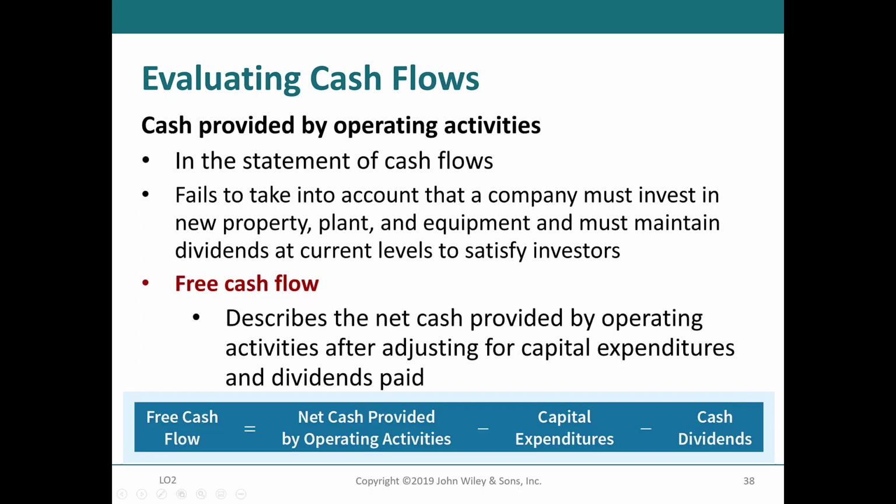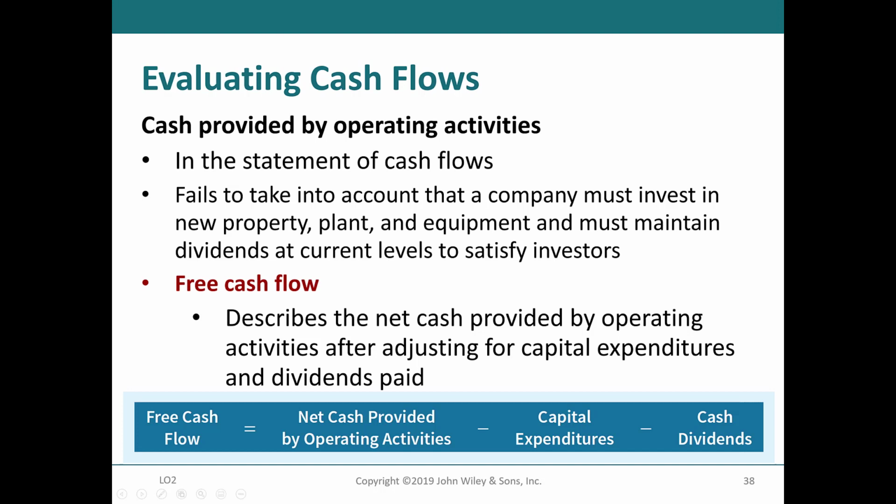Evaluating cash flows. Cash provided by operating activities, and you usually find it in the cash flow statement. This fails to take into account that the company must invest in new property, plant, and equipment, and must maintain dividends at current levels to satisfy investors. So it doesn't take into account the fact that you have to buy equipment, that you have to pay dividends. It just assumes that this is the amount of money that you actually have.